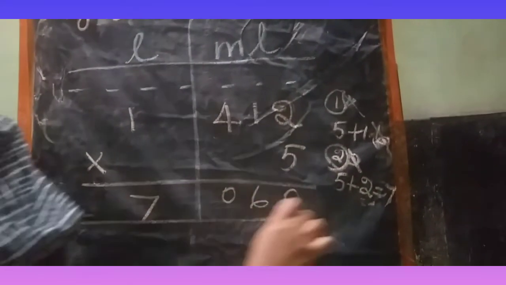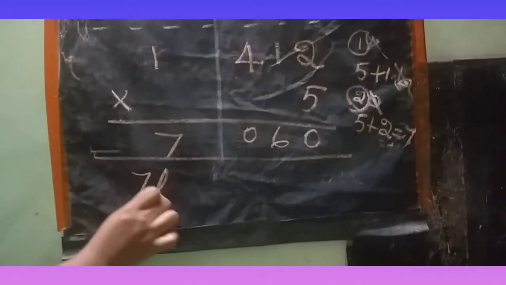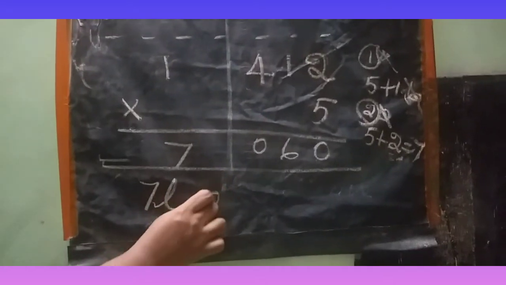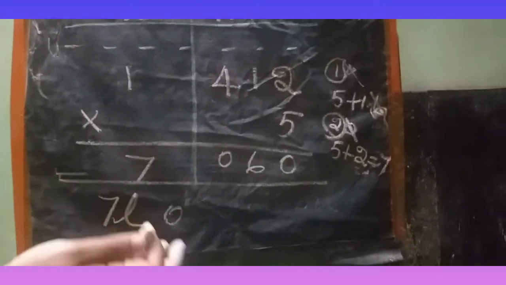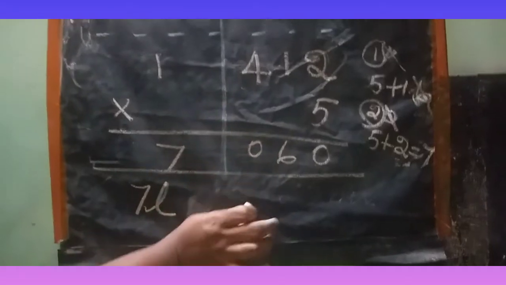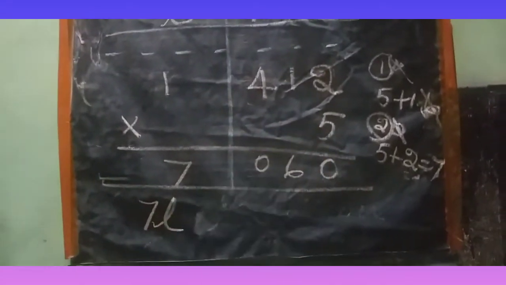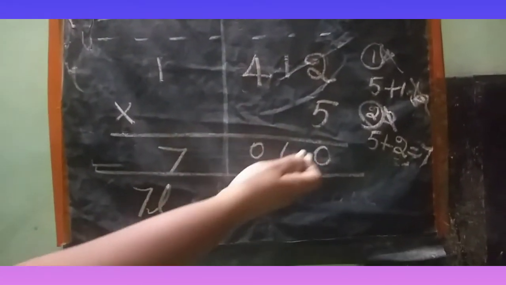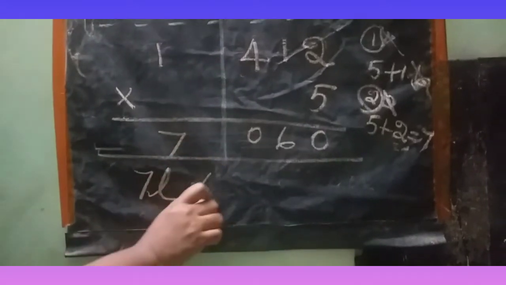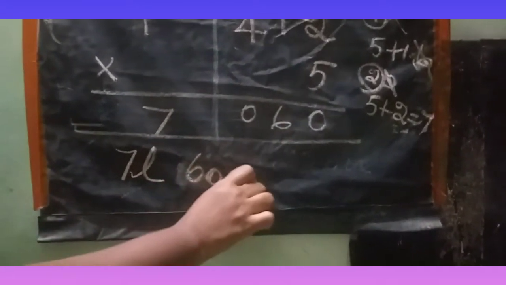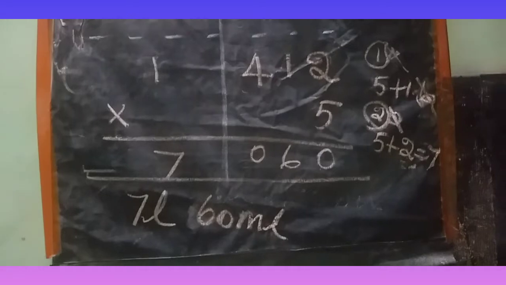So the answer is 7 liter. If you write the zero, no problem, but don't write it. This is 60, isn't it? This is not 600; in front of the 0 this is 60. So 60 milliliter. Have we understood?